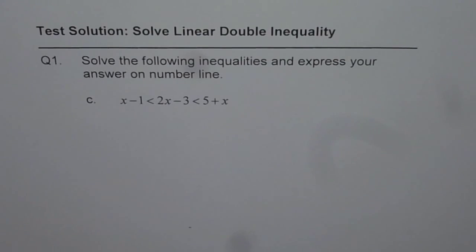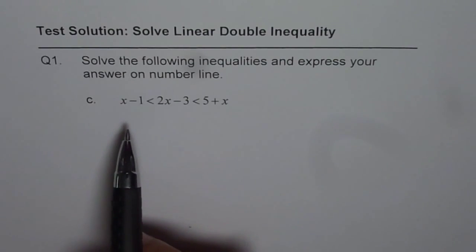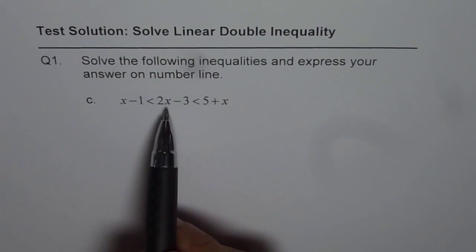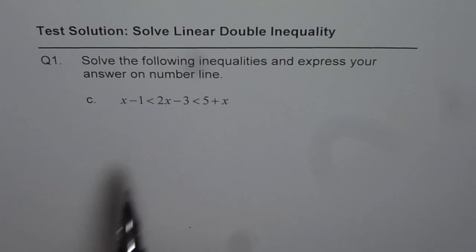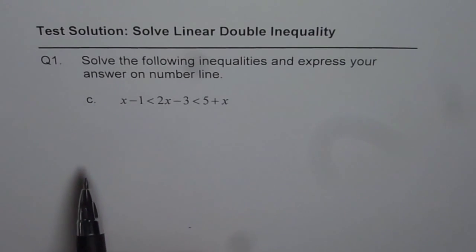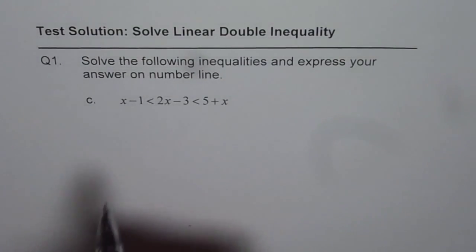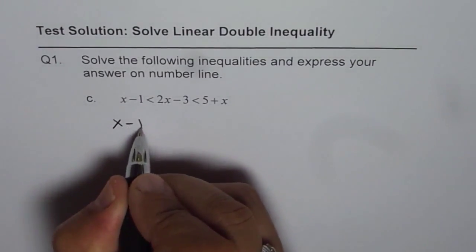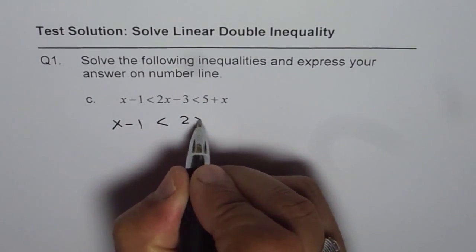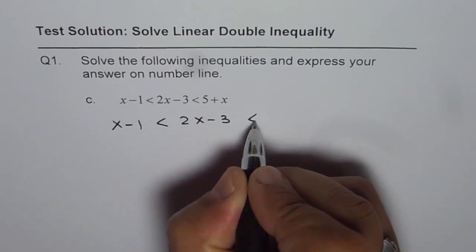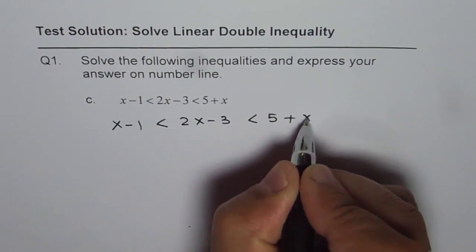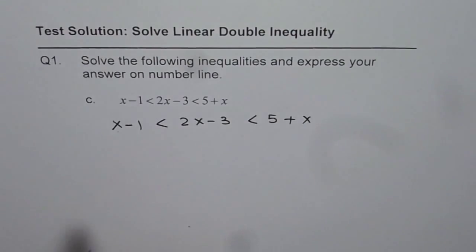Now to solve a double inequality, what we should do here is isolate x some way or the other. Now this question is relatively simple. You will understand why. When I write x minus 1 is less than 2x minus 3, which is less than 5 plus x, I could eliminate these x's by taking away x from the three parts, right?